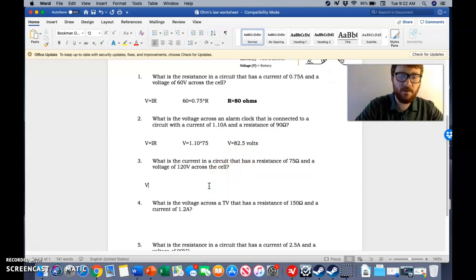Let's continue on. V equals IR. What is the current in a circuit that has a resistance of 75 ohms and a voltage of 120 volts? 120 volts equals I times R. We don't know I, but we do know R. R is 75 ohms, and we're going to divide both sides by 75. 120 divided by 75. It's 1.6.